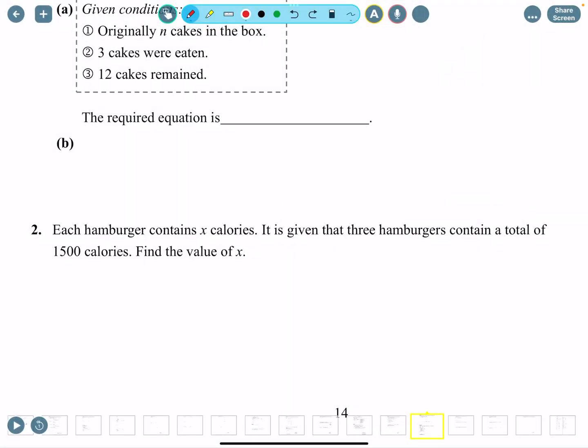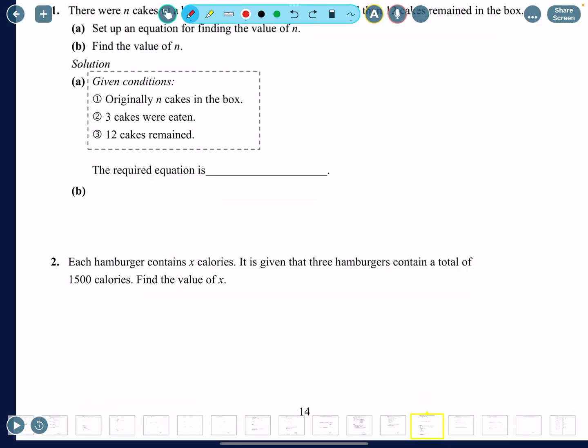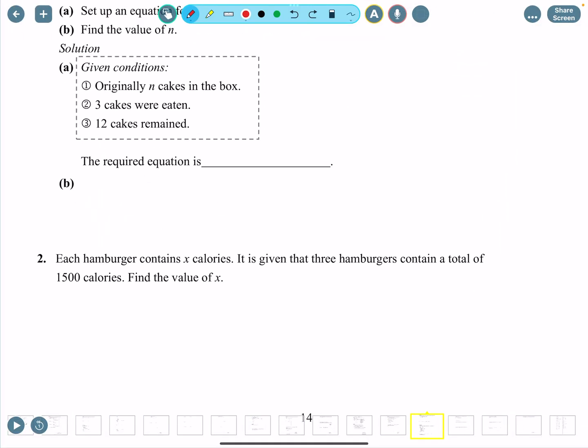Hello, Form 2 students. This is a core topic on linear equations in one unknown. The hardest part about this chapter is actually handling the applications. So applications, basically worded questions. You can see the one in front of you is a worded question. The equation is not given to you, so making the equation is actually the hardest part of this.